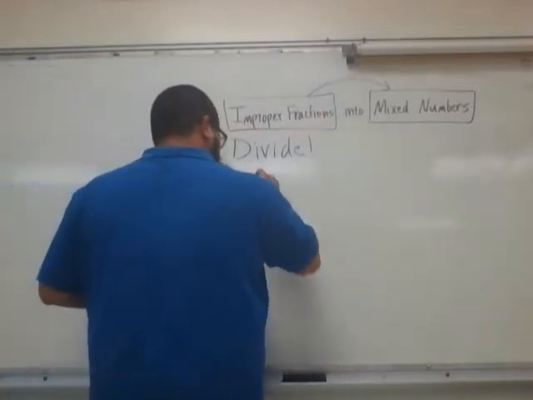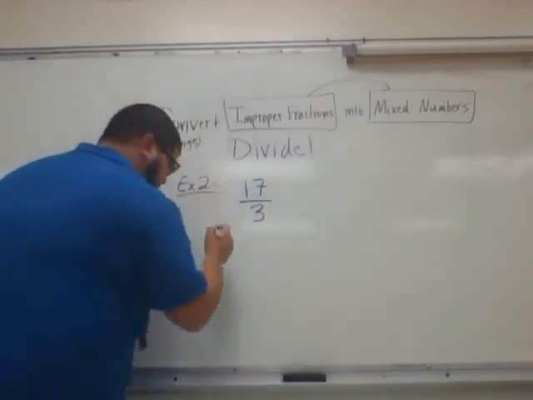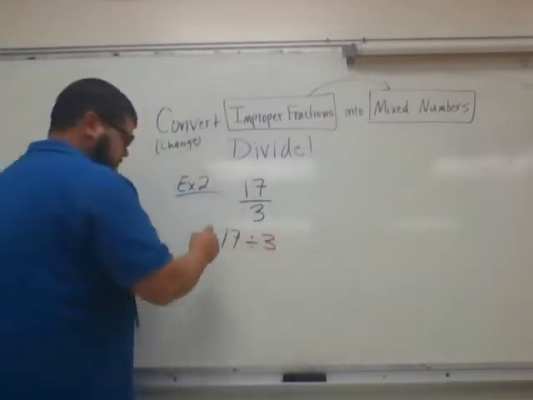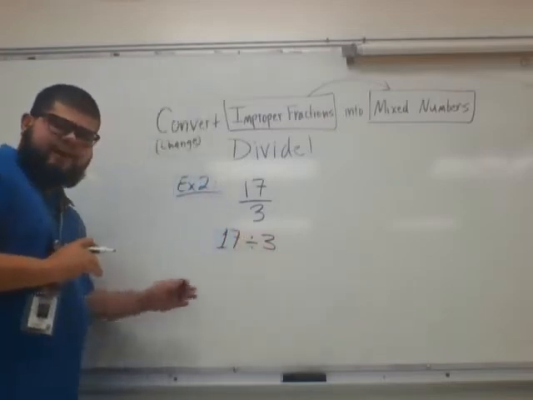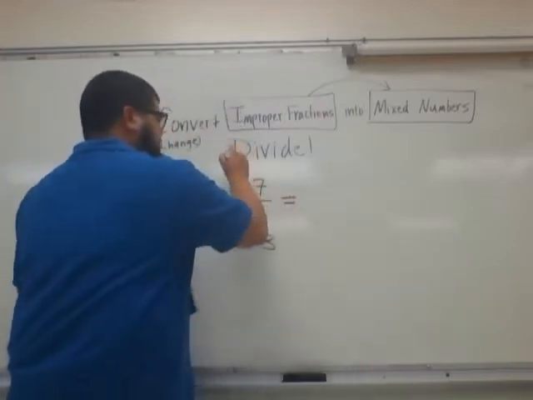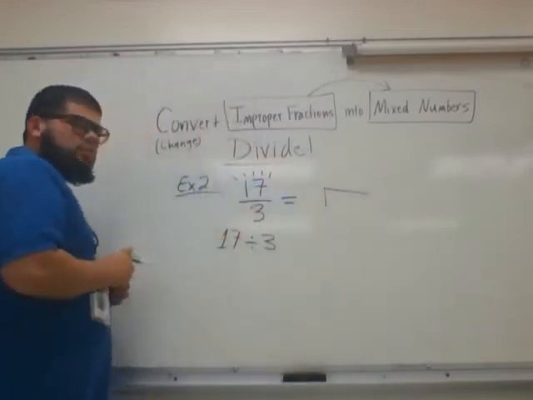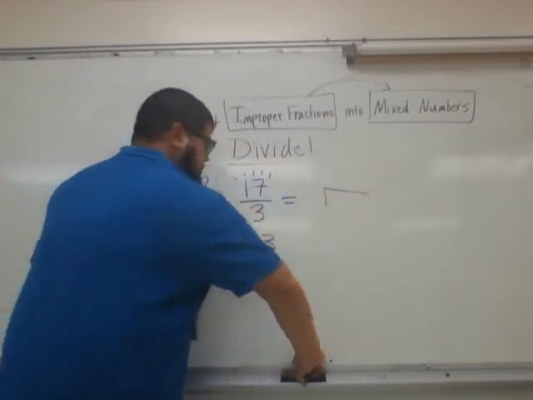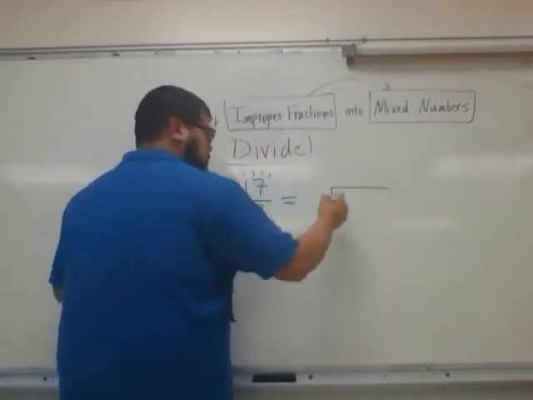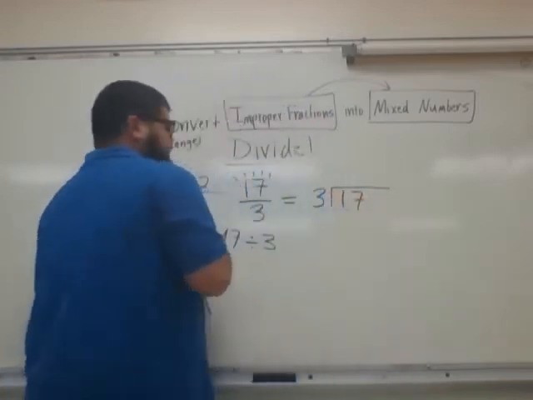Example 2 will be 17 over 3. Okay, we need to remember that this is the same thing as 17 divided by 3. Alright, so let's go ahead and do our method, right? Divide, right? So 17 is getting rained on. Where does it want to go? Inside, right? It wants to go inside. So 17 goes inside. 3 is the crazy one. They want to go outside, right?